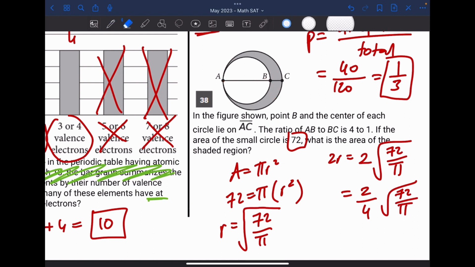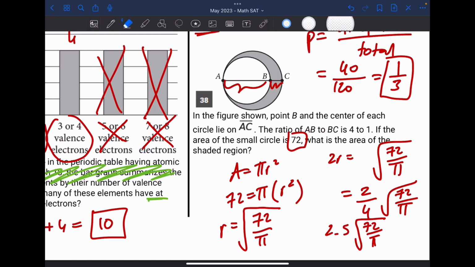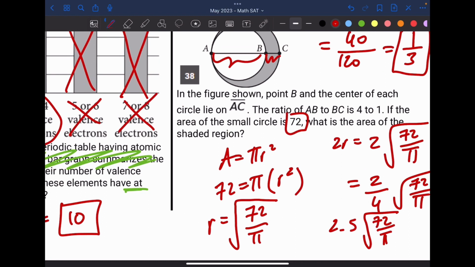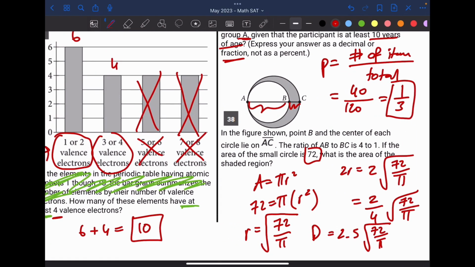Now let's add everything up. Let's add 2 of these, which is the diameter, plus the small part that we just found. If you add them up, you should get 2.5 times the square root of 72 over pi. Once again, this is 2 and this is 0.5. So 2 plus 0.5 is 2.5. Pretty simple. And now, if we know all of this, this is the diameter of the big circle. Find the radius of the big circle. So basically divide by 2.